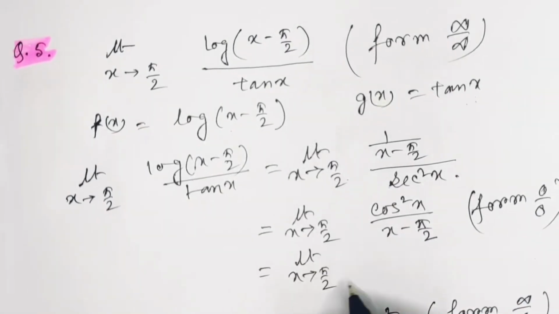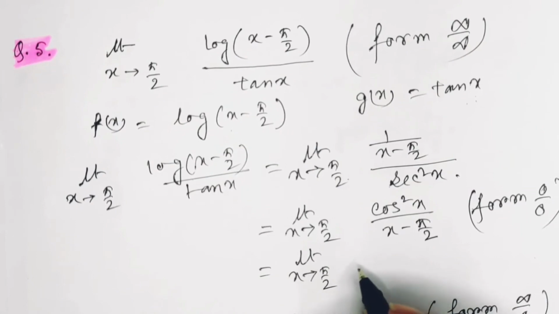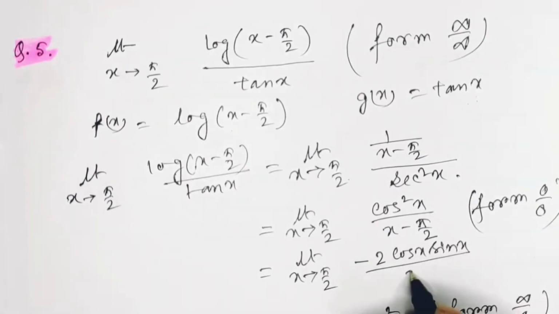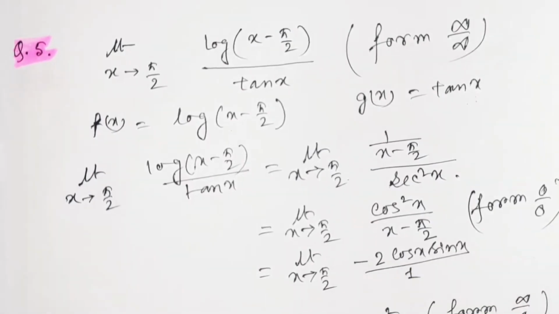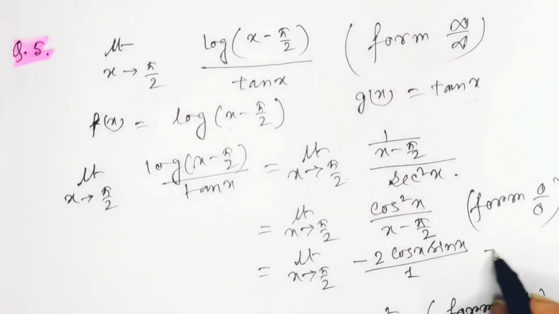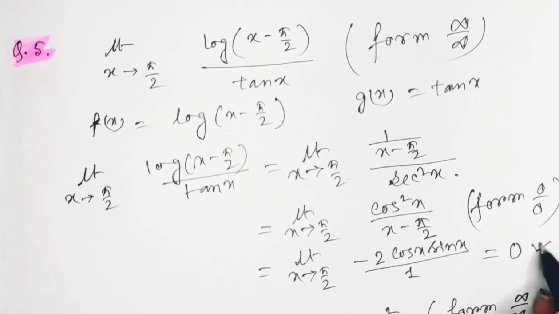So we will take the derivative again, limit x tends to pi by 2. If we take the derivative, we find the value as minus 2 cos x sin x, divided by 1 only, which is no more in the 0 by 0 format. Now if we substitute these values, we find the value is 0. So this is the limiting value.